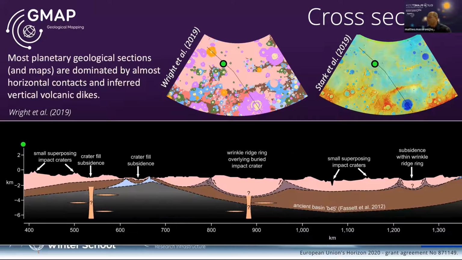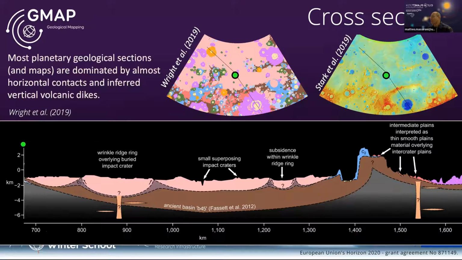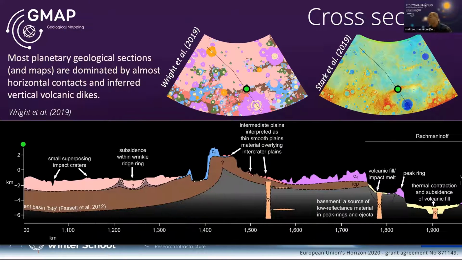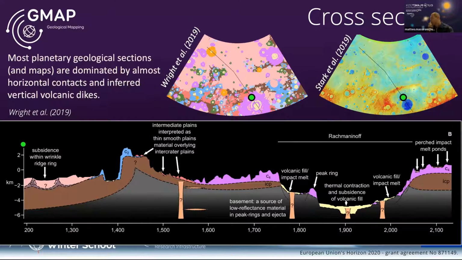Still, we see some deformations due to the impact. Almost all of the contacts that we see here are quite horizontal, except very close to the Rachmaninoff basin, which is here, in which we have some sloping contacts. But I would say, from a morphostratigraphic point of view, we use this kind of philosophy.